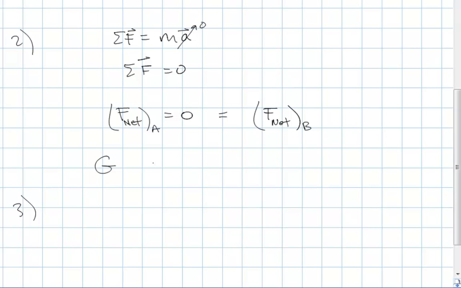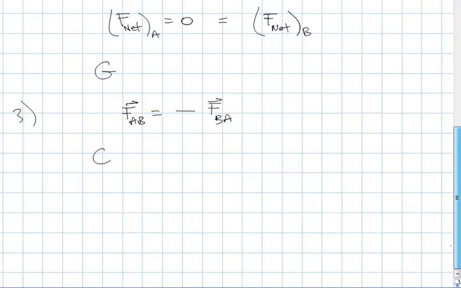Doesn't matter if the acceleration is 0 or non-zero. Doesn't matter if they're speeding up or slowing down or moving at constant speed. The force that A exerts on B is always equal and opposite to the force that B exerts on A. So the answer here is C.